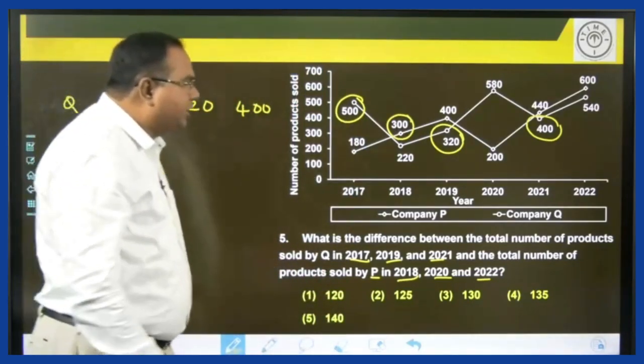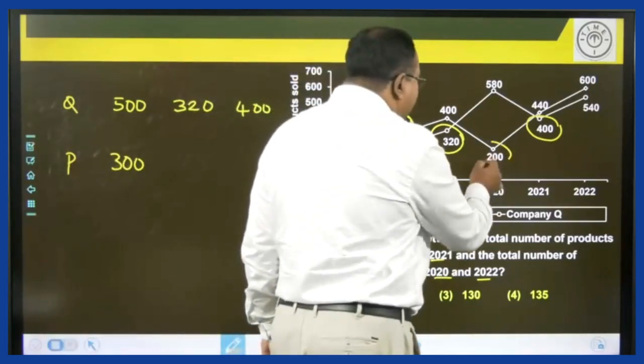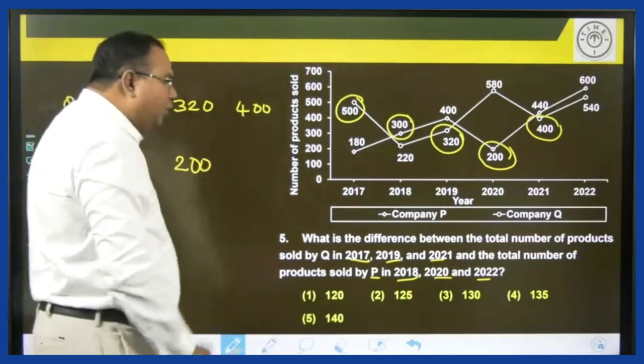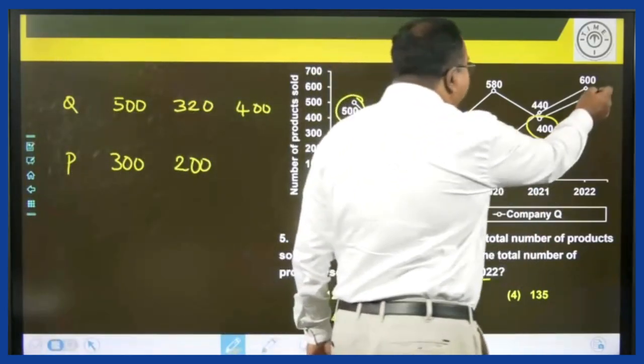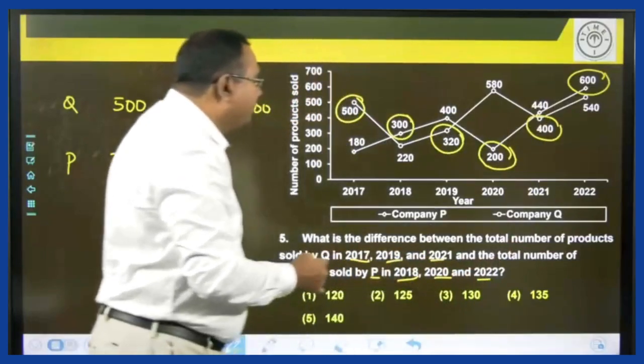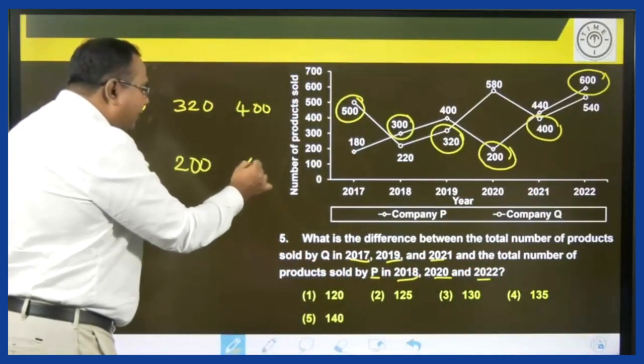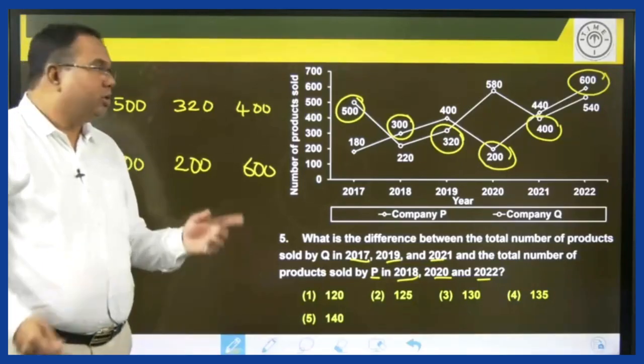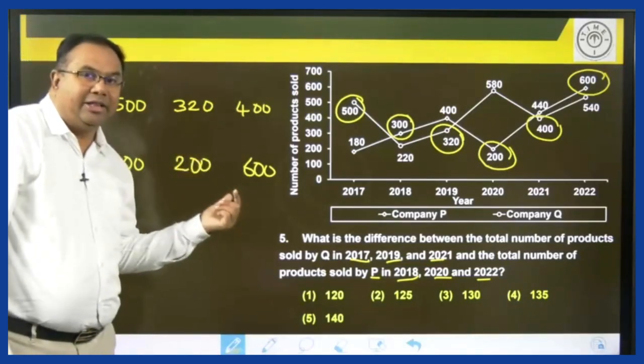In 2020 it is 200. And in 2022 it is 600. Now, I'll tell you one approach. I want the difference between Q and P for these values, so add all the three here and subtract.